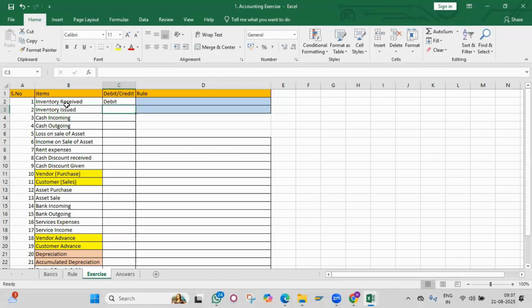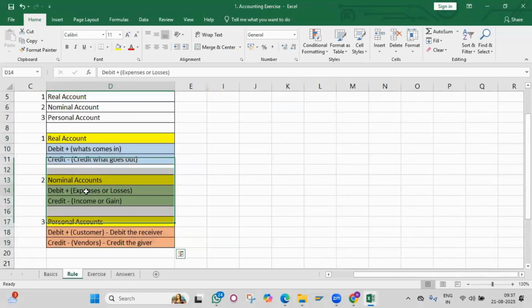Inventory issued: credit. Cash incoming, again coming inside. Inside means debit. Cash outgoing: credit. Loss means credit.